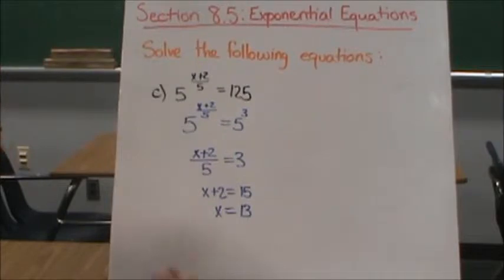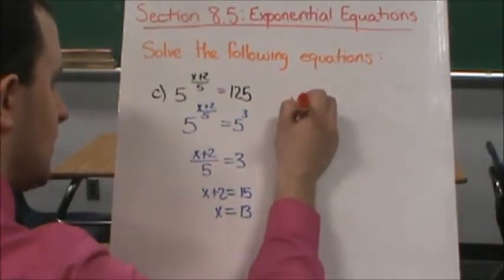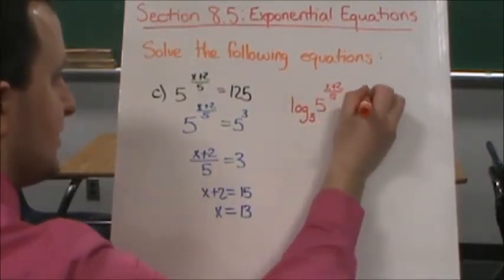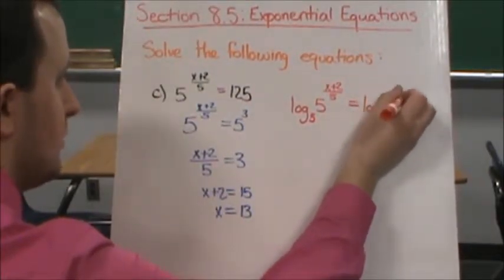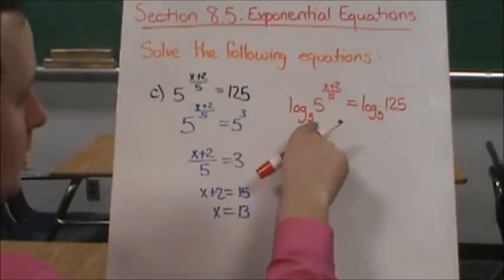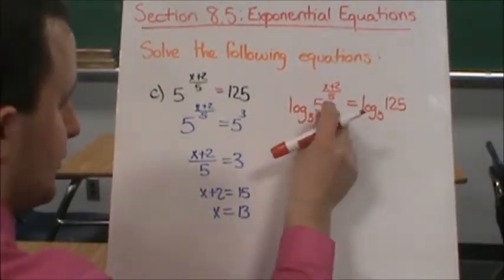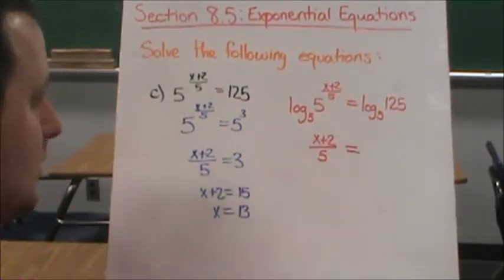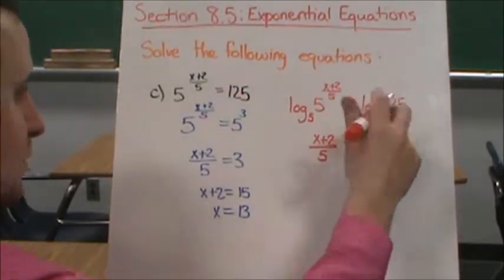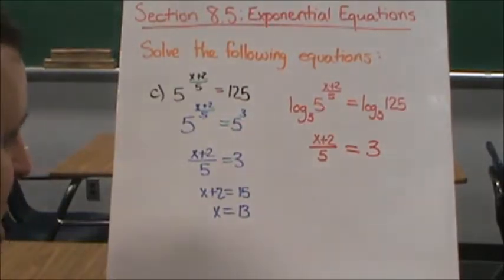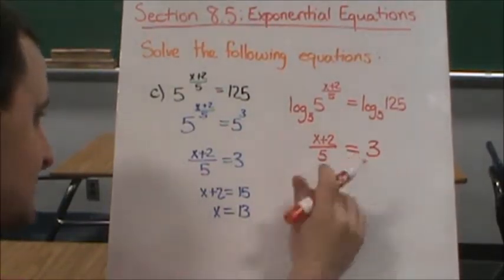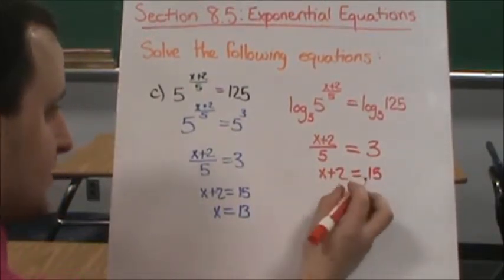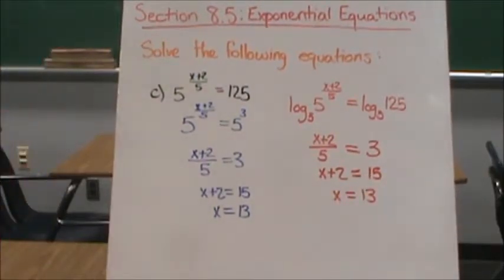The alternate way you could have done it is take the logarithm of both sides. In this case, you take the log base 5 of 5 to the x plus 2 over 5 and set it equal to log base 5 of 125. Log base 5 of 5 will go away. These two will undo each other, and you're only left with the x plus 2 over 5 on the left. And then on the right, when you evaluate log base 5 of 125, you will get a 3. And it's the same exact process as before. Multiply both sides by 5, you get x plus 2 equals 15, and then subtract 2 from both sides, you get x is equal to 13.